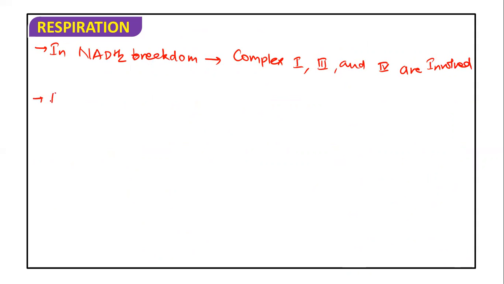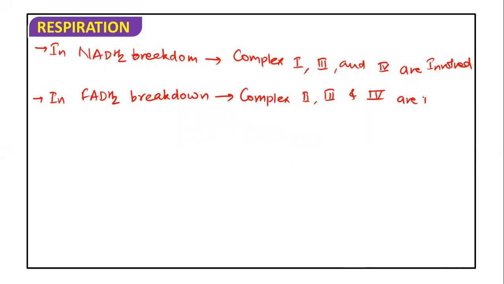Whereas during FADH2 breakdown, complex second, third and fourth are involved. This means complexes 3 and 4 are common for both breakdowns getting ATP, but complex 1 is exclusive for the NADH2 breakdown and complex 2 is exclusive for the FADH2 breakdown.